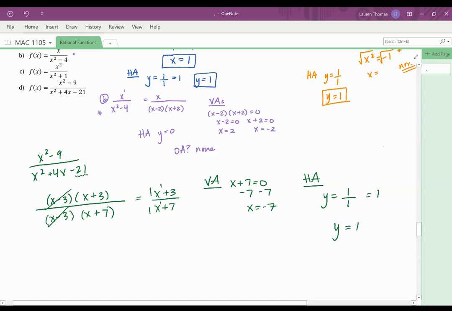Now remember, in this particular problem, I do not have an oblique asymptote because I have a horizontal. And remember, you're not going to have both a horizontal and an oblique on the same graph. So we found all our asymptotes. Awesome.